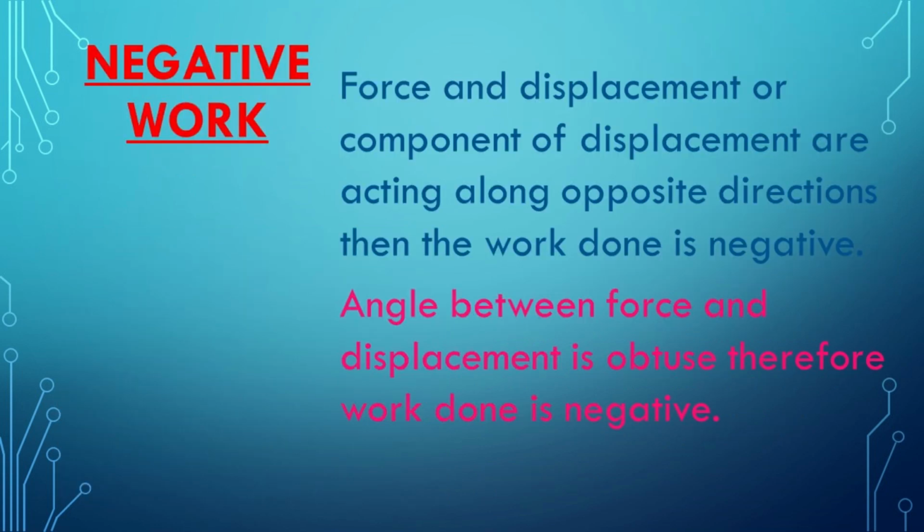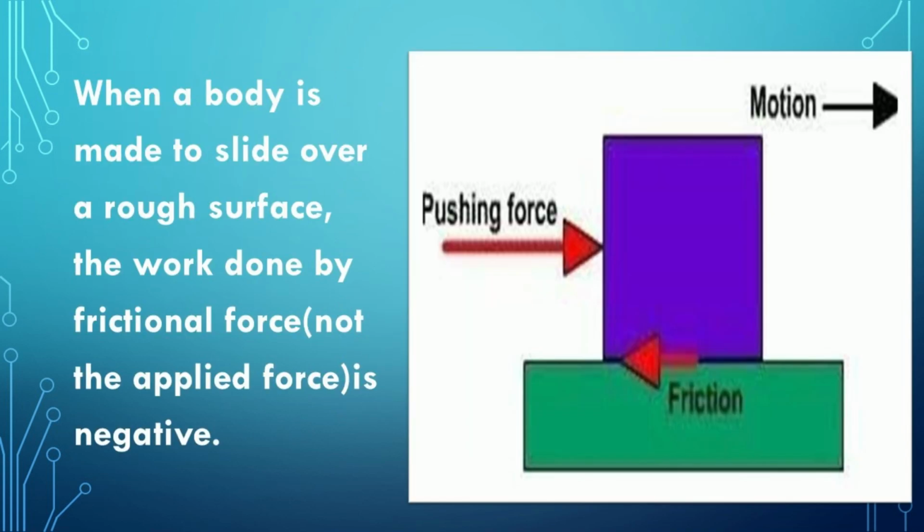Now, let us do negative work. Let us understand what it is. When force and displacement or the components of displacement are acting along opposite directions, then the work done is negative. Angle between force and displacement is obtuse. Therefore, work done is negative. Let us understand through the example.